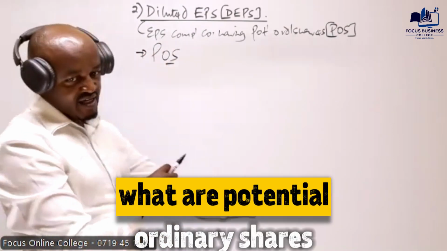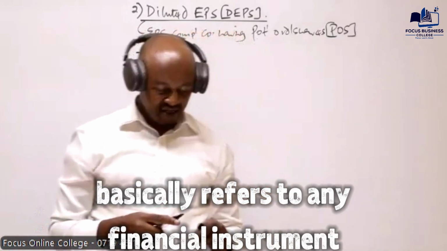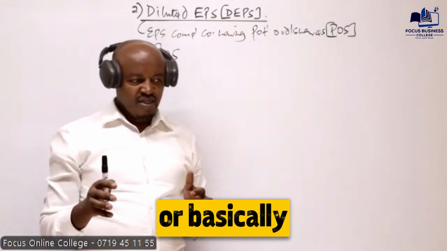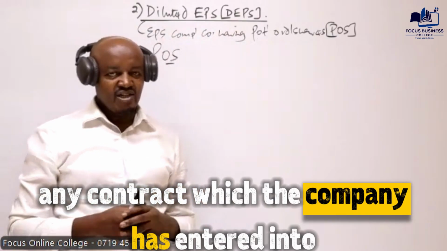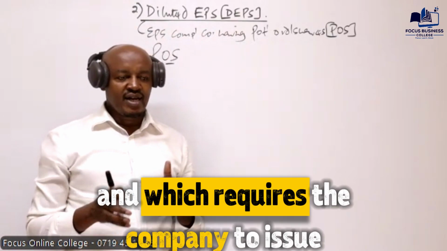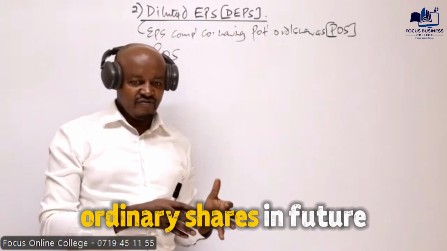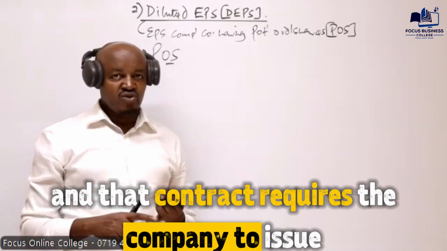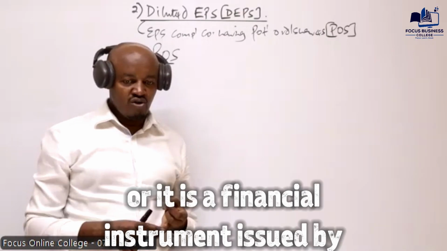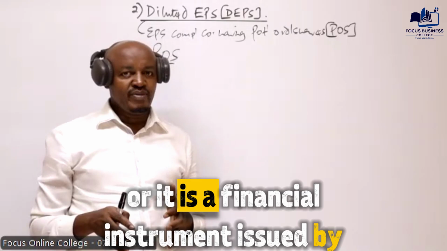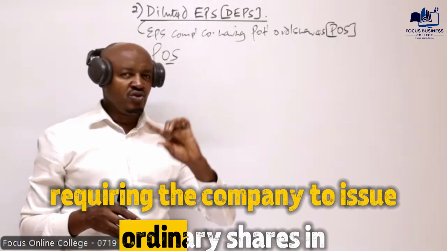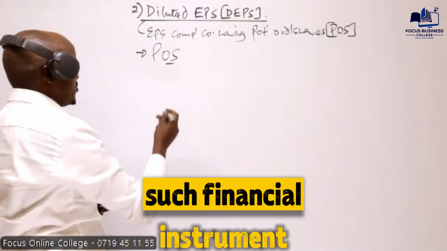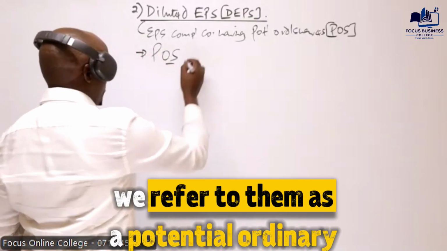What are potential ordinary shares? Potential ordinary shares refers to any financial instrument which is issued by a company, or any contract which the company has entered into, and which requires the company to issue ordinary shares in future. It's a contract the company has already entered into that requires the company to issue some ordinary shares in the future, or a financial instrument issued by the company requiring it to issue ordinary shares in the future. Such a contract or financial instrument, we refer to as potential ordinary shares.